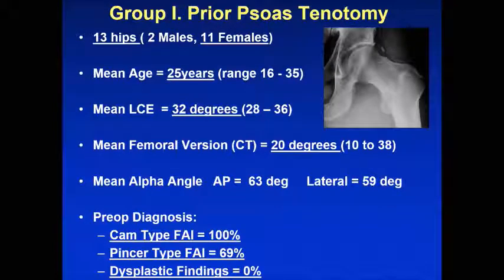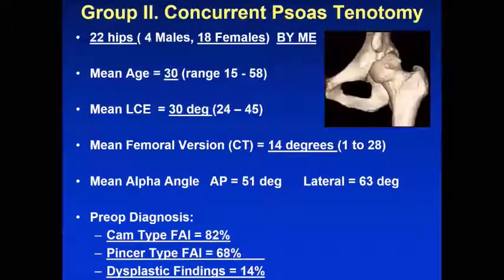So, results. There were 13 hips in Group 1 that had a previous psoas tenotomy. The majority were females. The mean age was 25. The mean lateral center edge angle was 32. Mean femoral version was 20. The preoperative diagnosis all had CAM-type FAI. About two-thirds had pincer-type FAI, and none of them were deemed to be dysplastic.